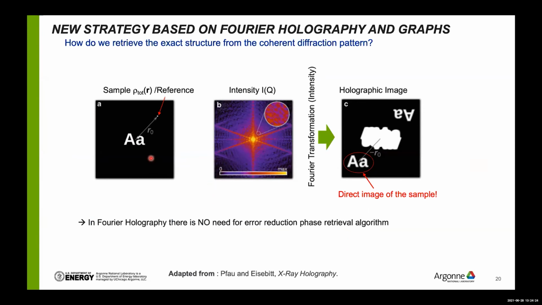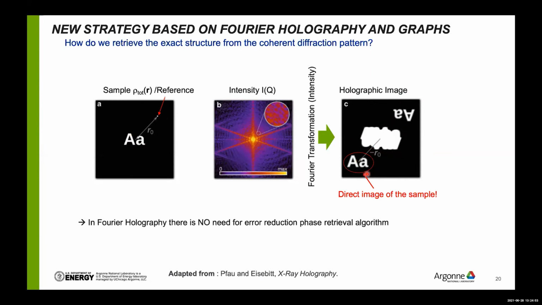So Fourier holography consists in the following. Imagine that we have a sample, this A is the sample, and a point-like reference. And we illuminate this object with a coherent X-ray beam. So we measure the diffracted intensity, and then we take the Fourier transformation of this intensity to obtain a holographic image, which contains a direct image of the sample and an antisymmetric image, and then an autocorrelation term.